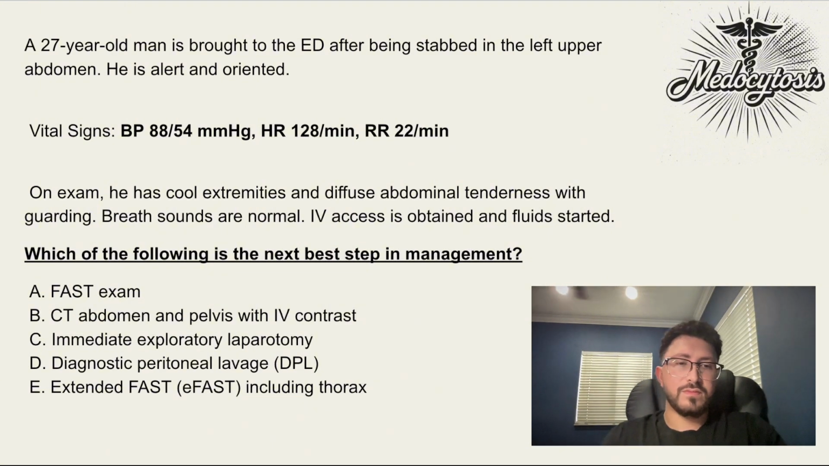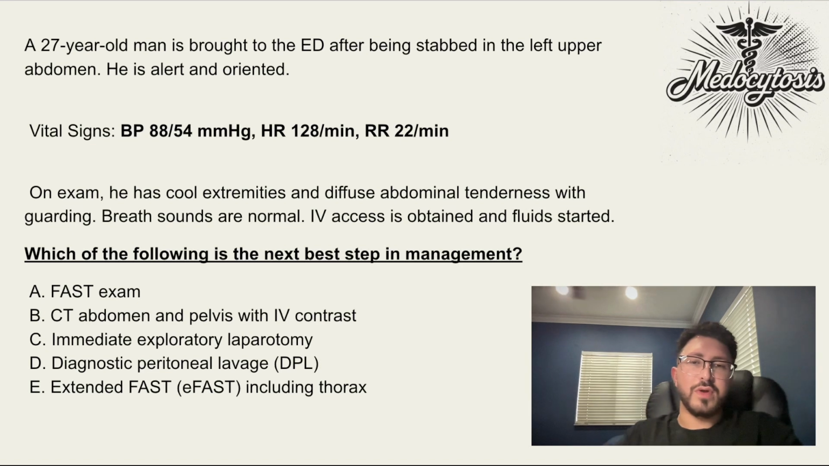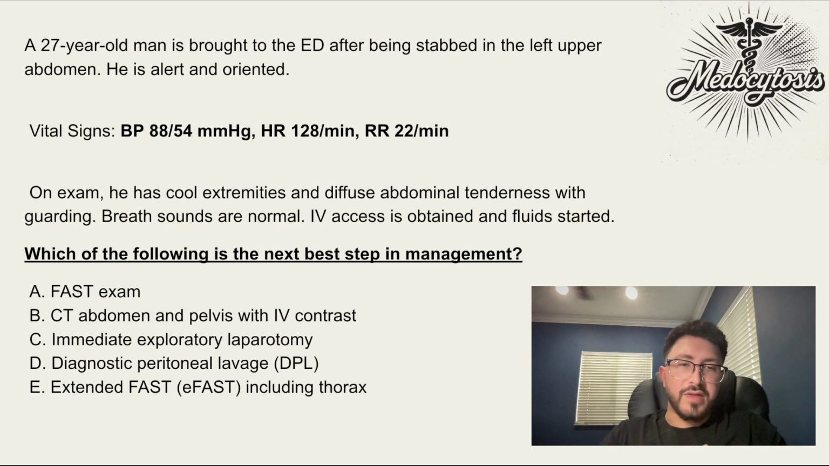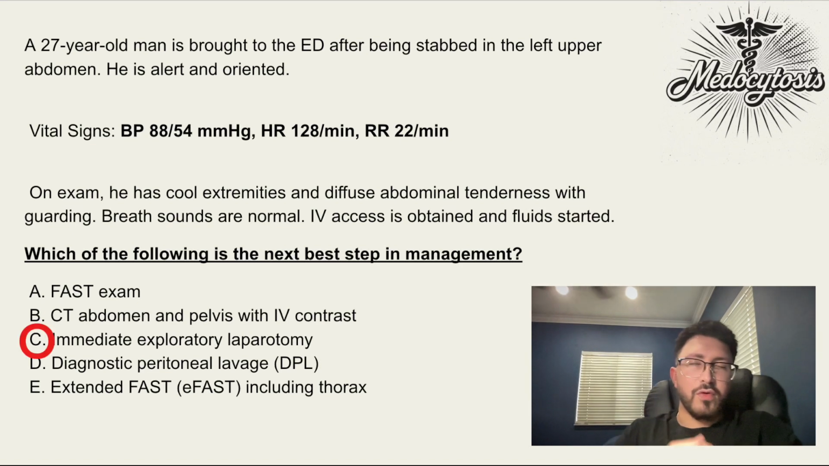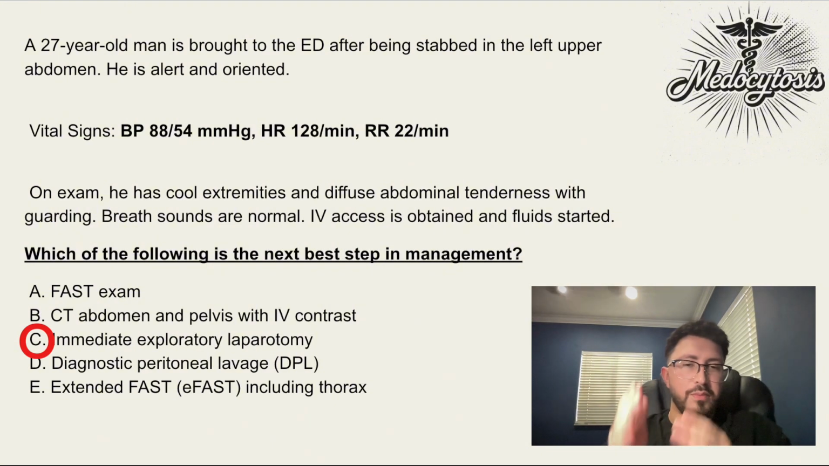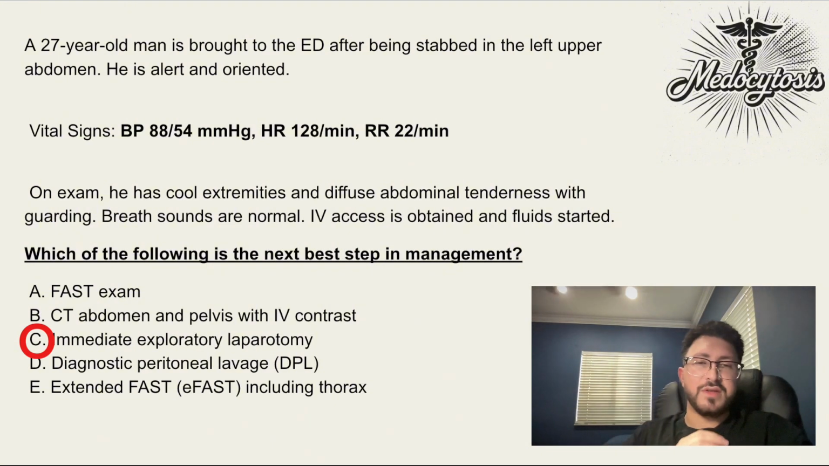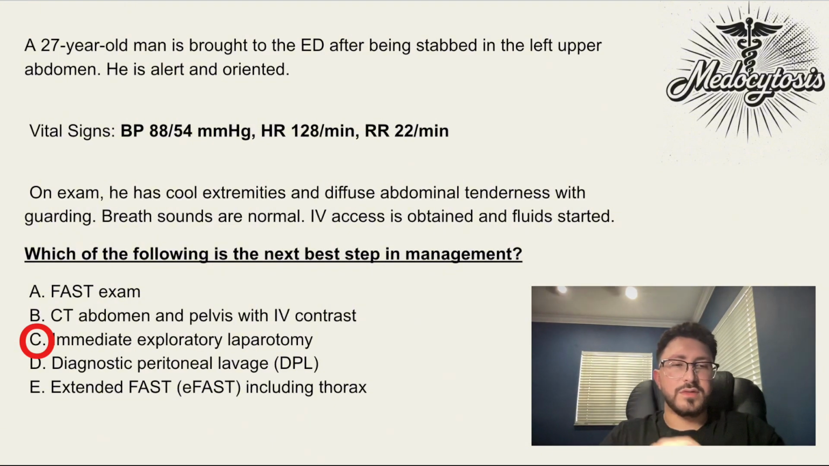Now for choice C, immediate exploratory laparotomy. This is the correct answer. This patient meets the criteria for going directly to the OR, having surgery done on him. He has penetrating abdominal trauma from the stab. He has peritonitis, he has a rigid and tender abdomen, and he's guarding. And he's also hemodynamically unstable. Therefore, laparotomy in this situation is both diagnostic and therapeutic. Therefore, this patient needs to be taken directly to the OR, and this is the correct answer.